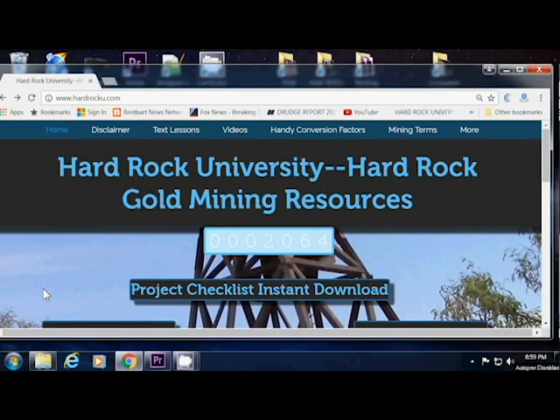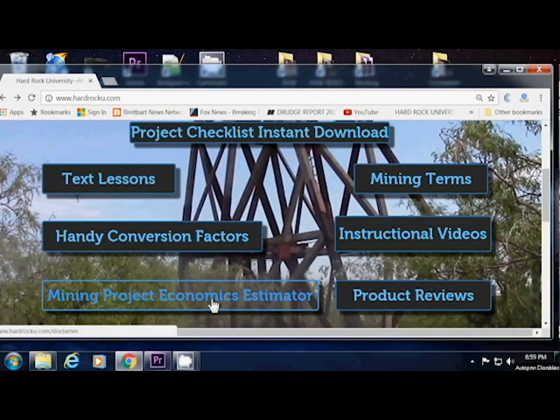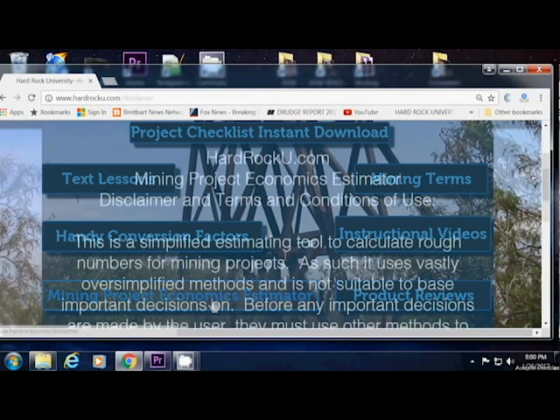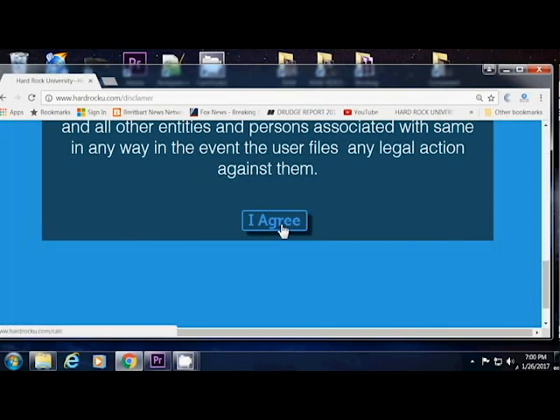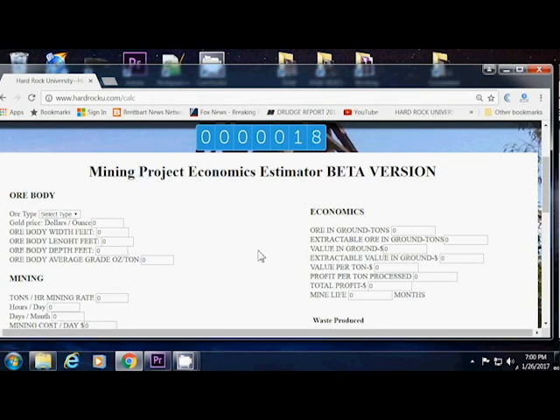You start from the Hard Rock U homepage. Click on the Economics Estimator. This gets you to the disclaimer page, where basically we tell you, you were told not to use this for anything important. If you do, it's your fault. Click I agree. This takes you to the estimator. Inputs are on the left side, outputs are on the right.